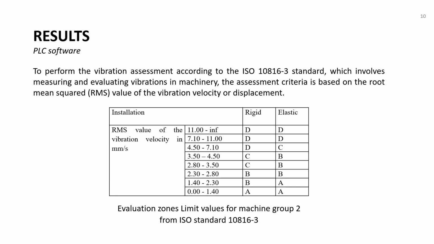Additionally, the RMS value of the vibration velocity and displacement are calculated from the acceleration data that was acquired. The RMS value of both of them are then checked against the ISO standard limits for machine group 2 to determine the classification. The ISO standard defines 4 zones: A for recently commissioned machines, B for machines suitable for continuous operation, C and D for unsuitable machines and those considered dangerous.